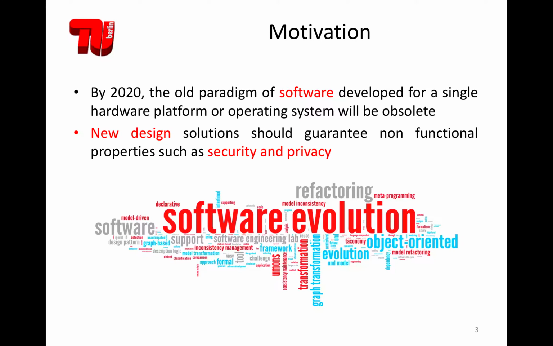The second thing we want to highlight here is that software by 2020 and beyond needs to support different requirements. The first one, they should be distributed. And the second one, they should support, in design, different types of non-functional requirements, including security and privacy.